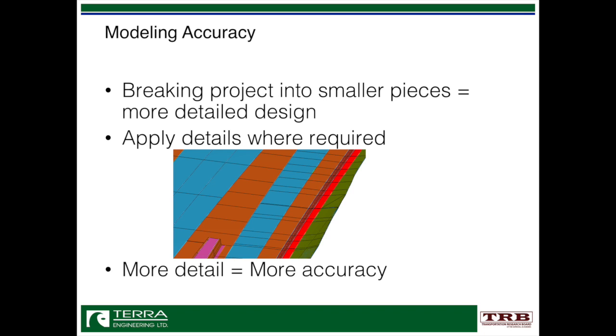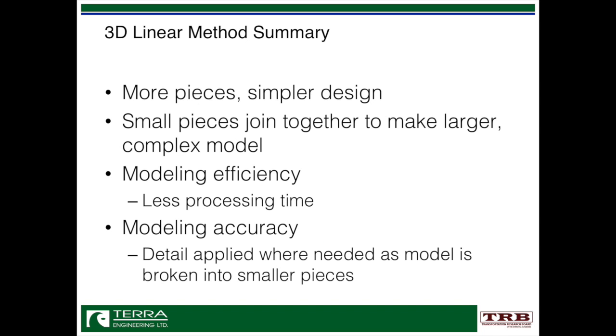And the more detail you have, the more accuracy, which is pretty straightforward. So in summary of what this method represents: lots of pieces, simple design, everything joins together. The more efficient you are, the less processing time you have, and the accuracy is only applied where you need it on the job because it's broken up into smaller pieces.